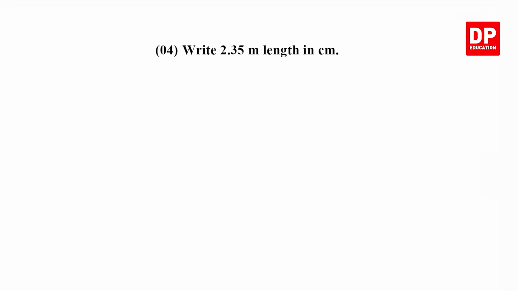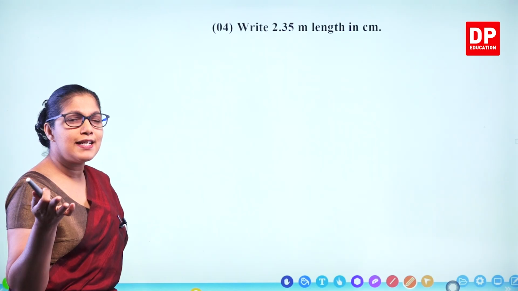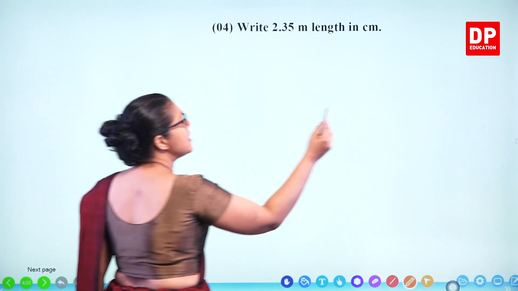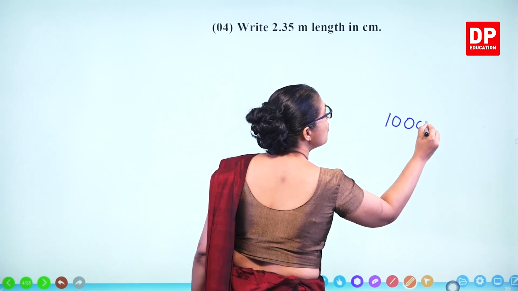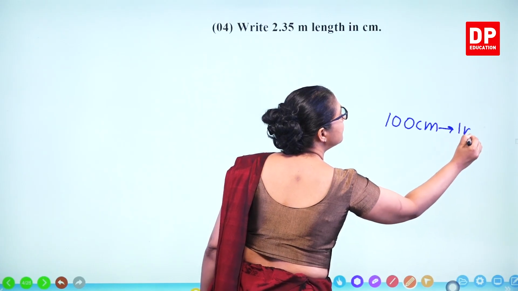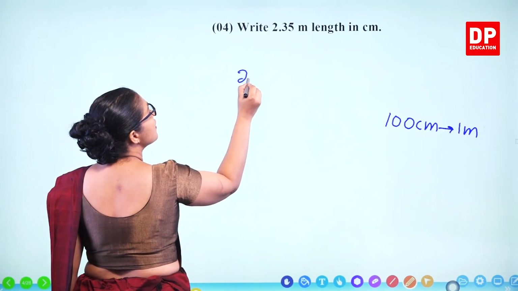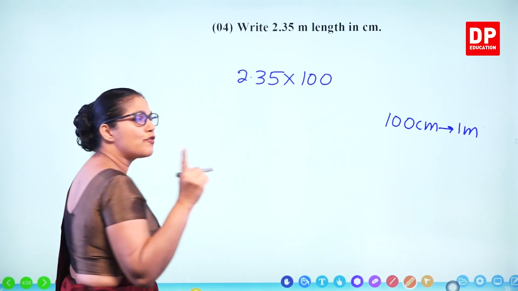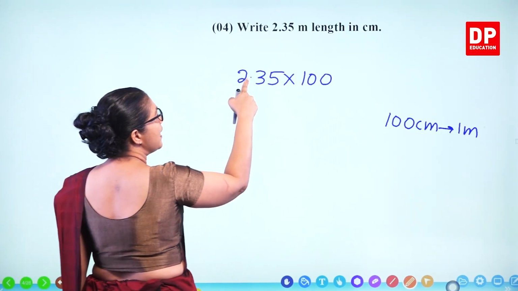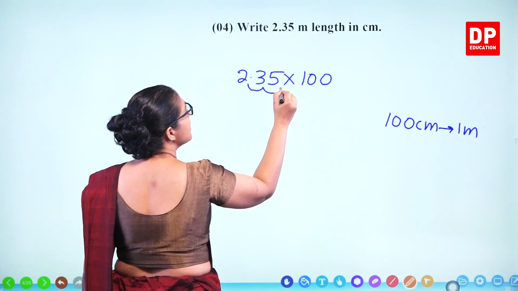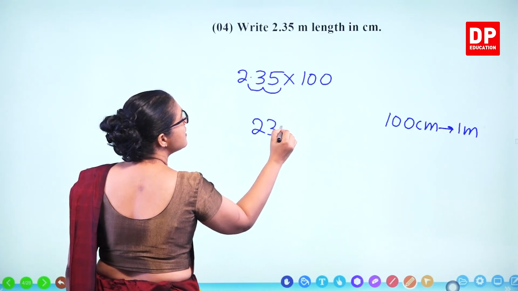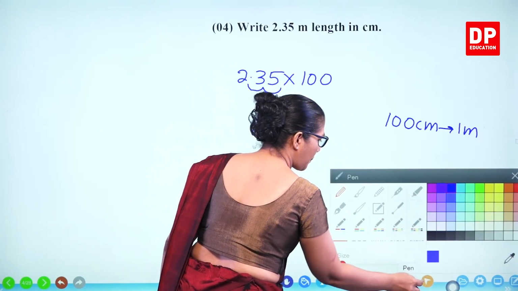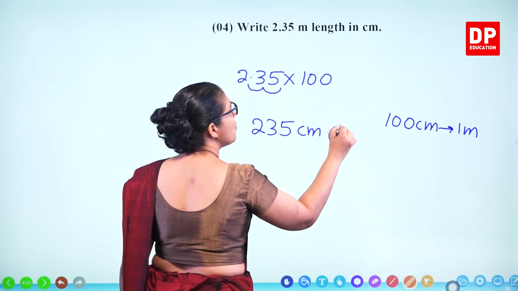Question 4. Write 2.35 meters length in centimeters. So what's the conversion? You have to multiply by 100, since 100 centimeters is equal to 1 meter. So you take 2.35 multiplied by 100. How do you do that? You move the decimal place 2 places to the right. So 235 centimeters. 2 marks.